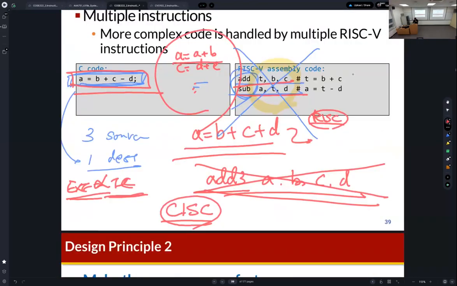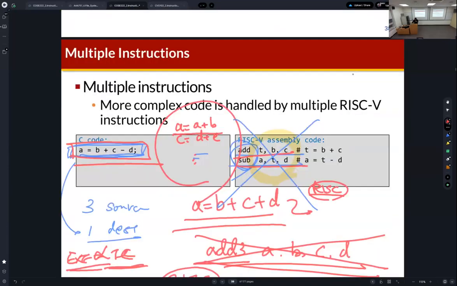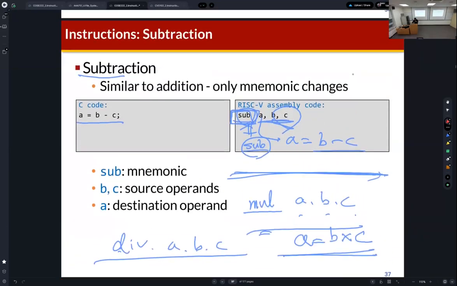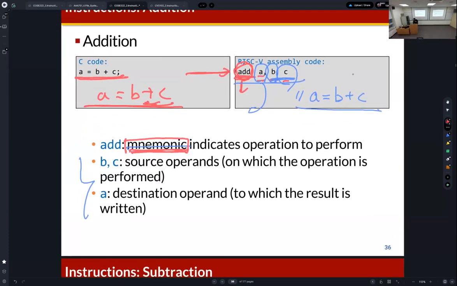In the previous example, there is the add. I used add a comma b comma c, and you might think that these operand names pertain to the variables of C, but it's not true. Actually, the add instruction needs to use registers as its operands. It is an arithmetic instruction, so it needs to use register operands.